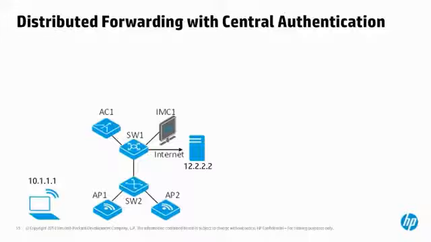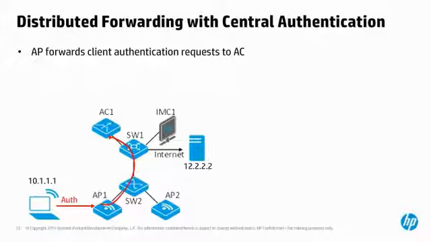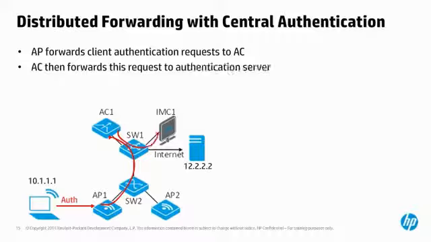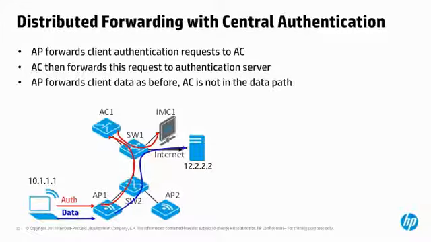Some engineers may prefer to maintain a distributed data forwarding model while centralizing authentication. For any SSIDs configured with this approach, each AP forwards client authentication requests to the access controller. The access controller then forwards these requests to the authentication server. The server responds to the AC, which forwards them on to the AP and on down to the client. Success! You're authenticated. The AP forwards client data frames as before, directly toward the destination.